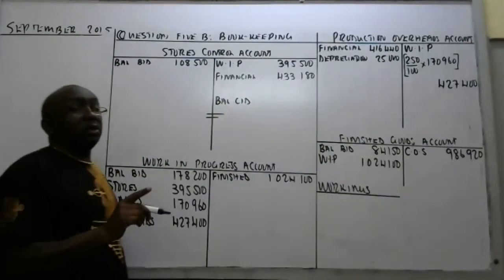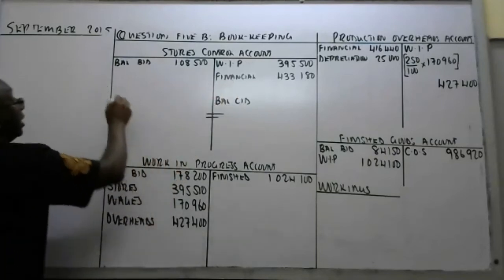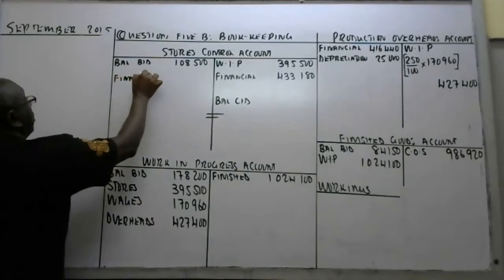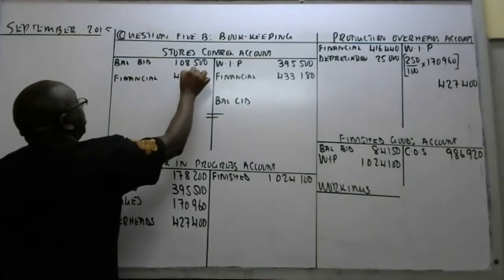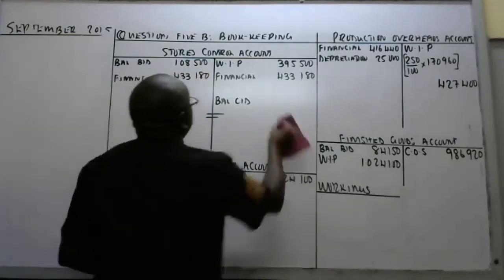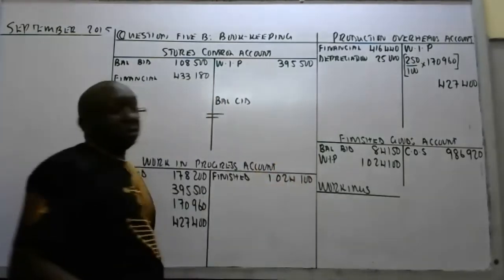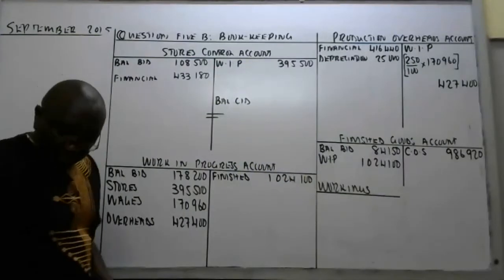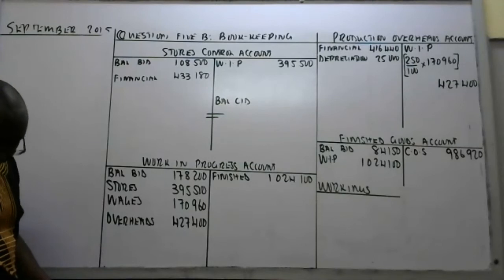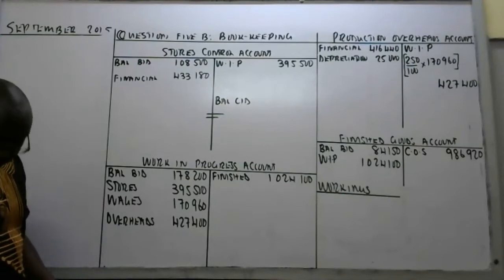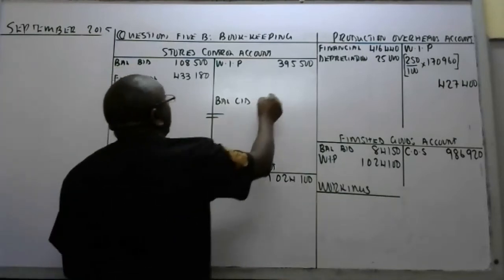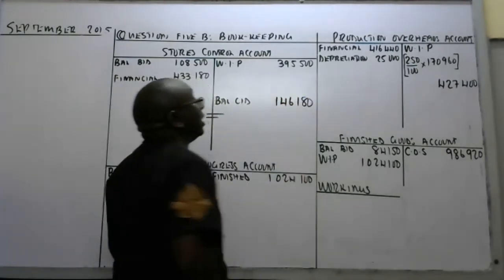When you buy materials, you debit stores and credit finance. Because of the finance, it is for that 3,180. When you buy, you debit materials or stores and credit finance. So you should have saved for that 3,180 plus $108,500 minus $395,500. You're getting 146,180. That account is full.